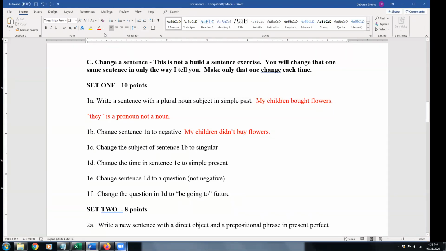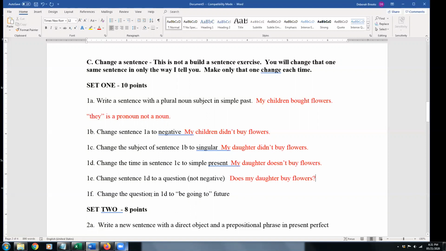Change the subject to singular. My daughter didn't buy flowers. So I'm just changing that subject to singular. And then I'm changing that to simple present. My daughter doesn't buy flowers. And then I'm going to change that to a question. Does my daughter buy flowers?